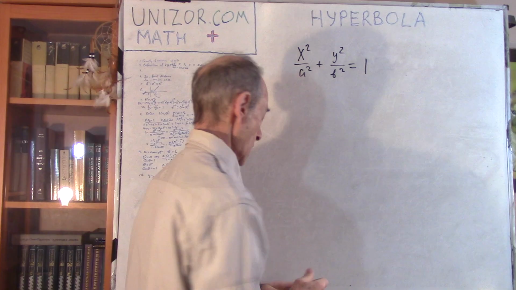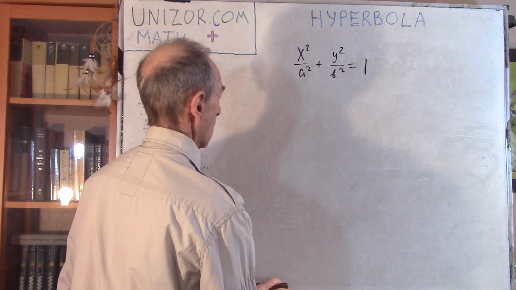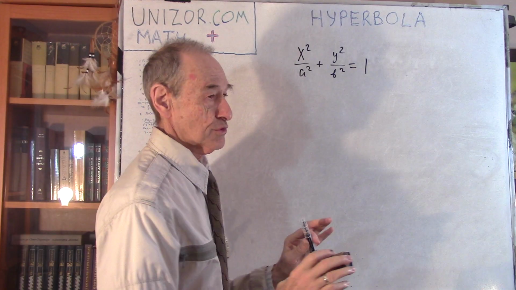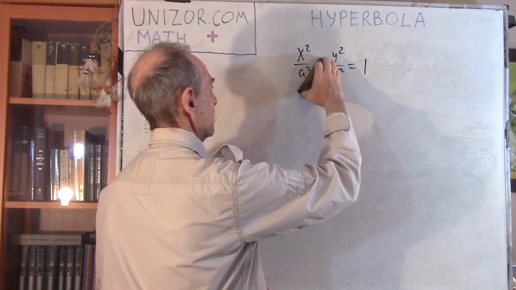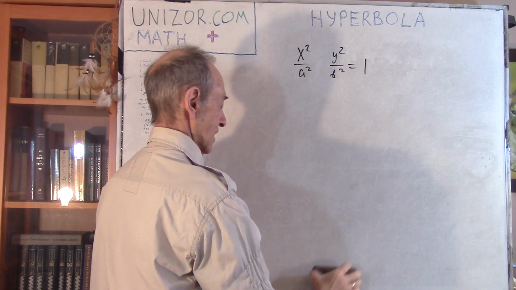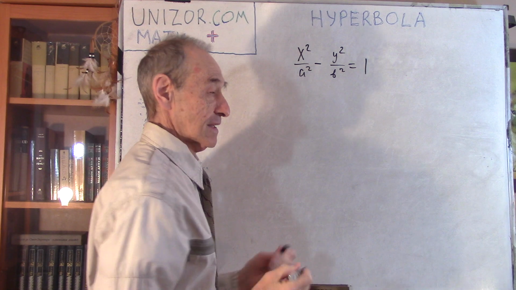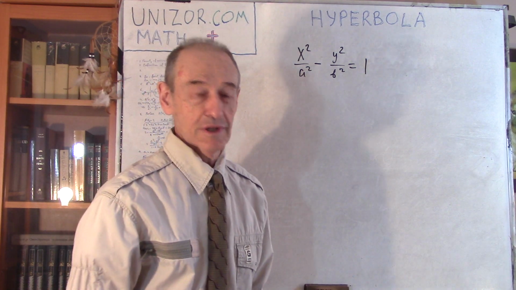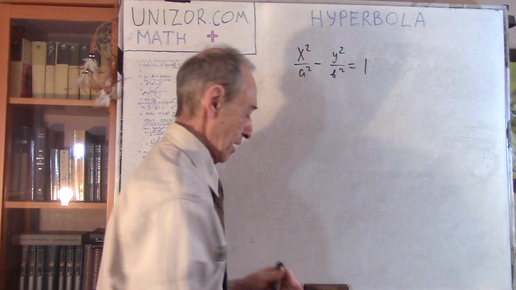Today we will talk about the hyperbola, and just to make things very quick, the only thing we need is to change the sign to minus. And that would be an equation which characterizes the hyperbola. But let's do it step by step.